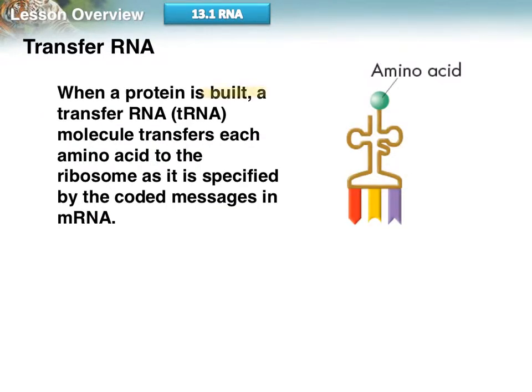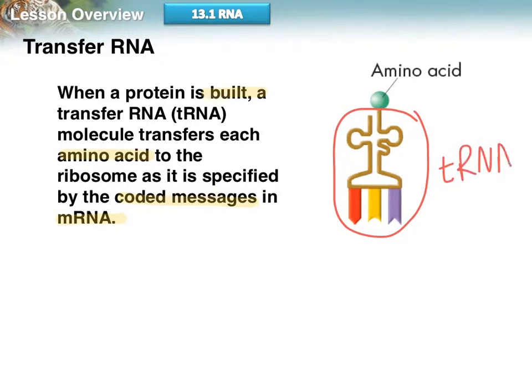When a protein is being actually built in the ribosome, the transfer RNA, or the tRNA molecule, brings an amino acid to the ribosome as directed by the coded message in the mRNA. And we'll talk a lot more about that when we talk about how the actual proteins are made. But this is what the tRNA looks like, whereas this is the amino acid group that brings together and we make long chains of amino acids to make a protein.